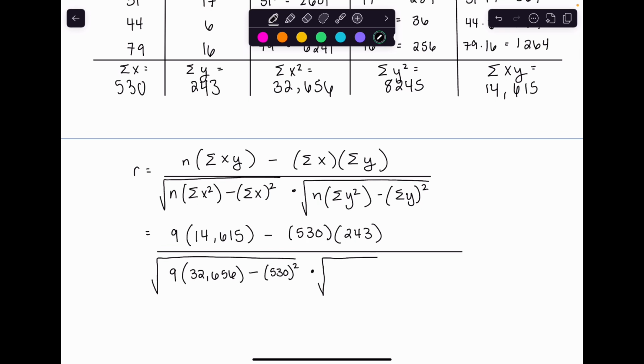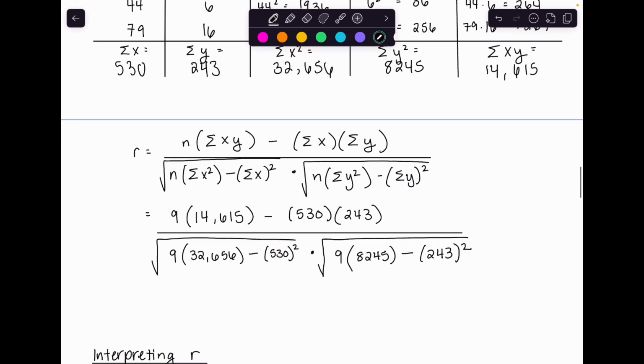Then I need to do the same thing again with y's. My value of n is 9. The sum of y squared is 8,245. And then we need to subtract the sum of y squared. So I subtract 243 squared.